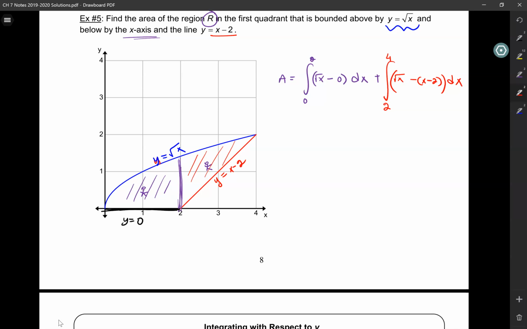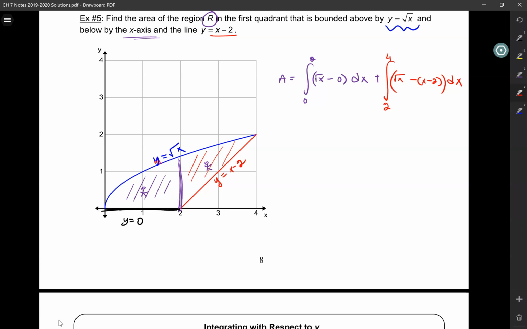Wait, why can't you go from 0 to 4 with one of the lines and then subtract the area under the other one? But this doesn't exist from 2 to 4. I mean, from 0 to 2. I'm saying split up the equations into their own parts.